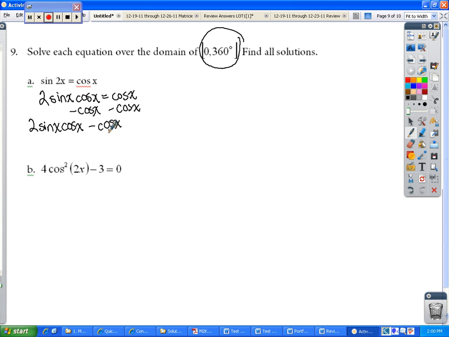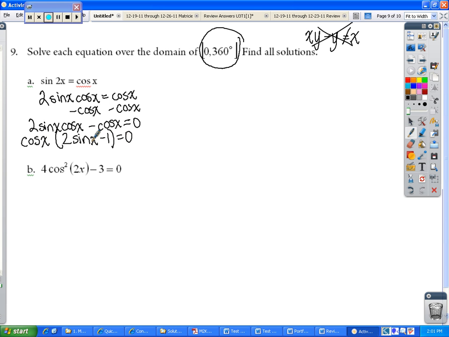Now, can I subtract cosine of x minus cosine of x? Definitely not. That would be like taking x times y minus y and saying that that was equal to x. That is not true. You cannot do that. Okay? So now I'm going to factor out a cosine of x. So I'm going to be left with cosine of x times 2 sine x minus 1 equals 0.